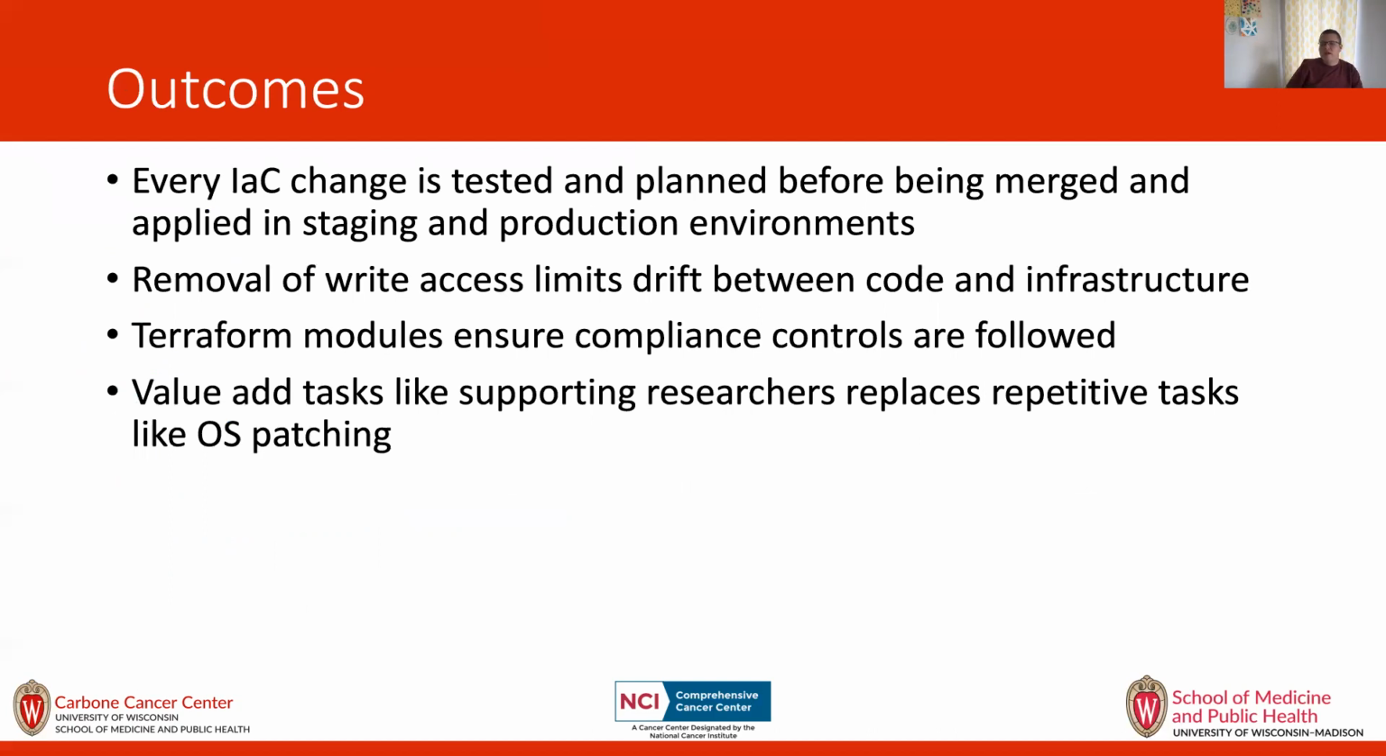So through these three examples of automation that we've done, we can ensure that every infrastructure as code change is tested and planned for before being merged and applied in staging and our production environments. So this makes it really nice for an engineer to be able to make incremental changes to their code because they're not having to worry about time spent creating development environments. And so this makes most of the changes that we make maybe only several lines of code.